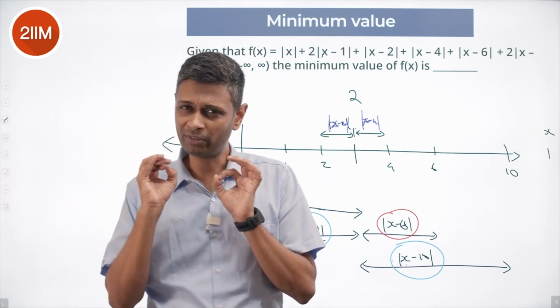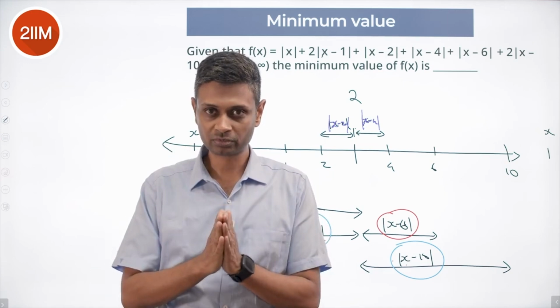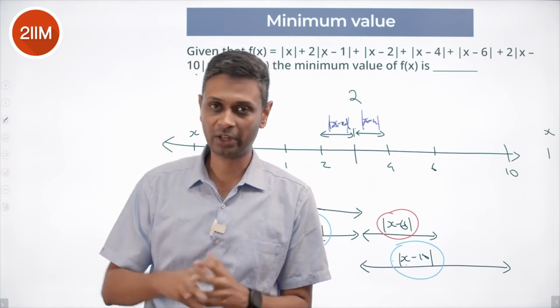Just to drive home that funda, that modulus of P minus Q is the distance between P and Q. That idea is super powerful. So grab onto that idea, it becomes far simpler.